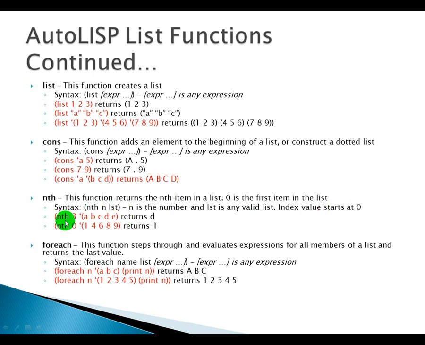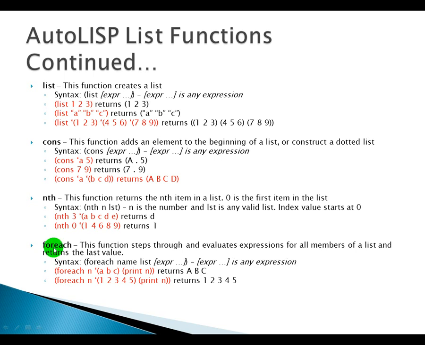So in this example, if we issue nth 3 of this list, it means we will get the 4th item, because the list starts with 0, 0, 1, 2, 3. So it should give us the D. The next example is we have a list of numbers and we issue nth 0. So this is the first element, index 0, which is 1.